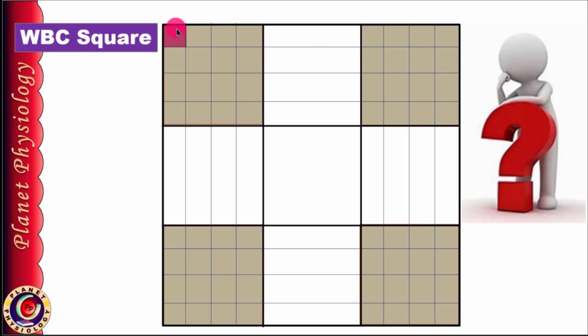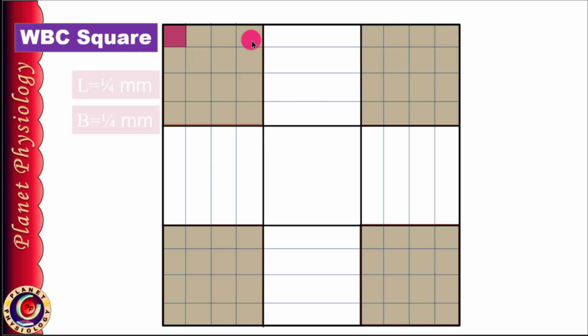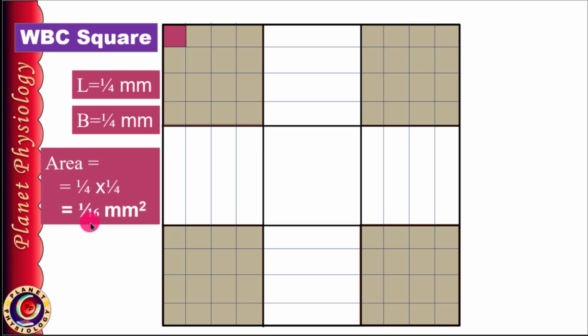Since each 1 mm side is divided into 4 equal parts, length and the width of each square becomes 1/4 mm. So the area is 1/4 into 1/4, which equals to 1/16 square millimeter. To calculate volume, we have to multiply area by the height of the chamber. Pay attention at this point now because this is very common mistake done by many students. When calculating volume, many students mistakenly use same measurement for the height as they did for length and width, that is 1/4 mm.